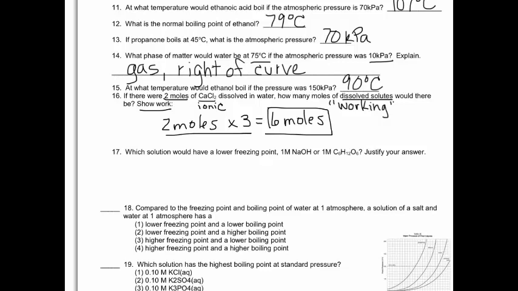Number 17, which solution would have a lower freezing point, 1 molar sodium hydroxide or 1 molar glucose? And justify your answer. Sodium hydroxide is ionic, and glucose is covalent. So the ionic one is going to break up, in this case, into 2 particles, Na plus and OH minus, where the glucose isn't going to break up at all. It's covalent. The one that will lower the freezing point more is the one that has more particles. In this case, that would be NaOH. And if you wanted to use your math like we did above, you're going to actually multiply it by the 2 particles, and you have a working molarity of 2 molar.